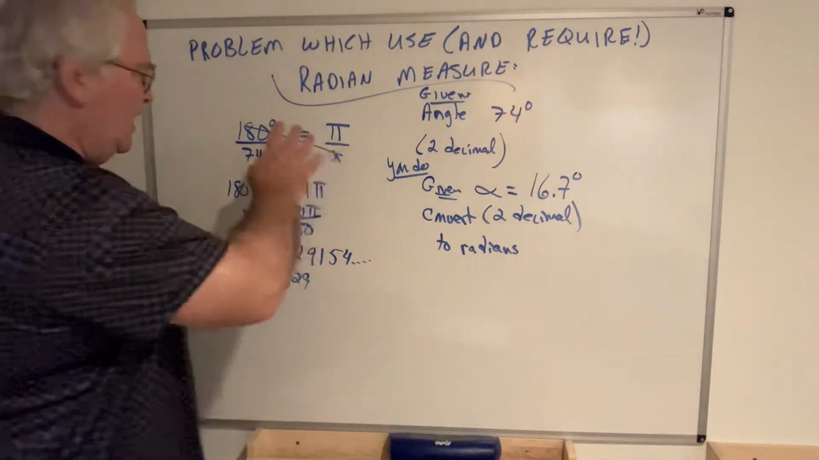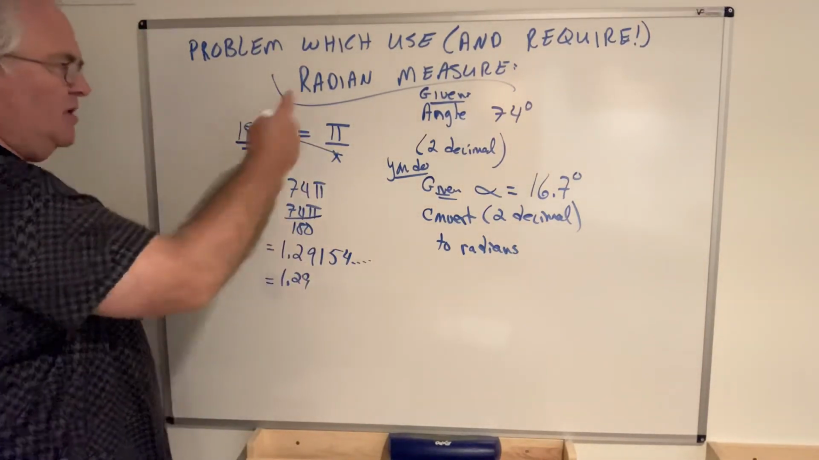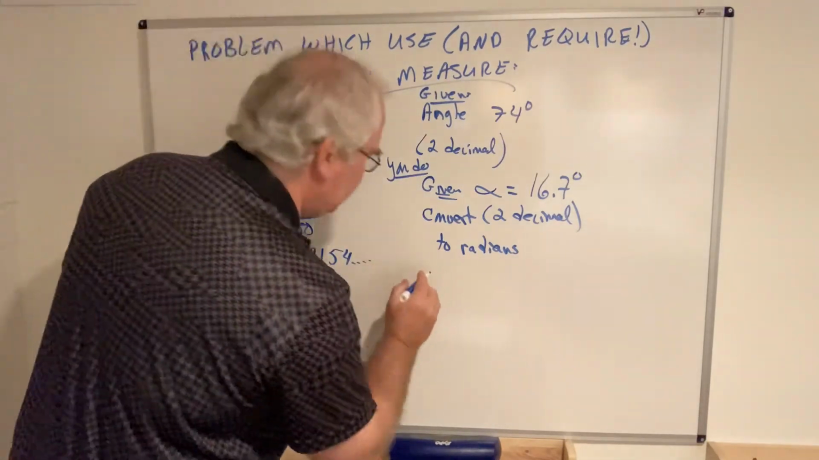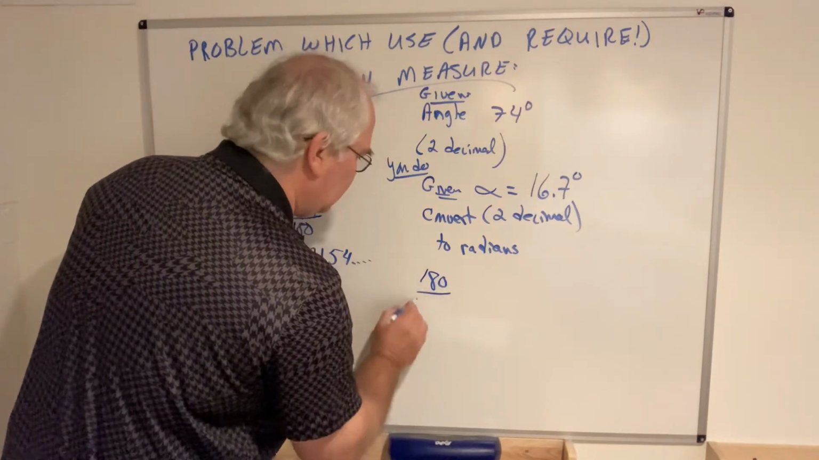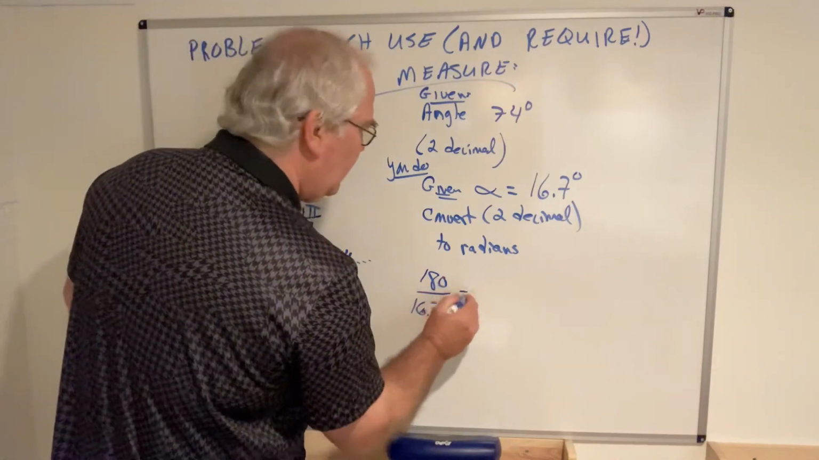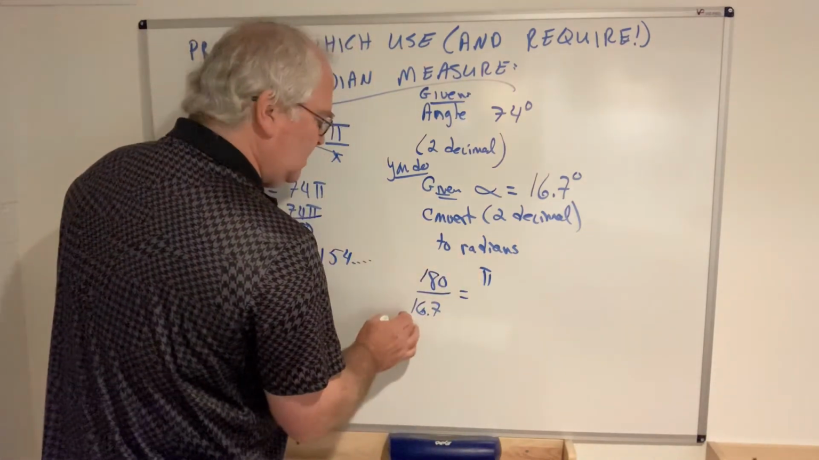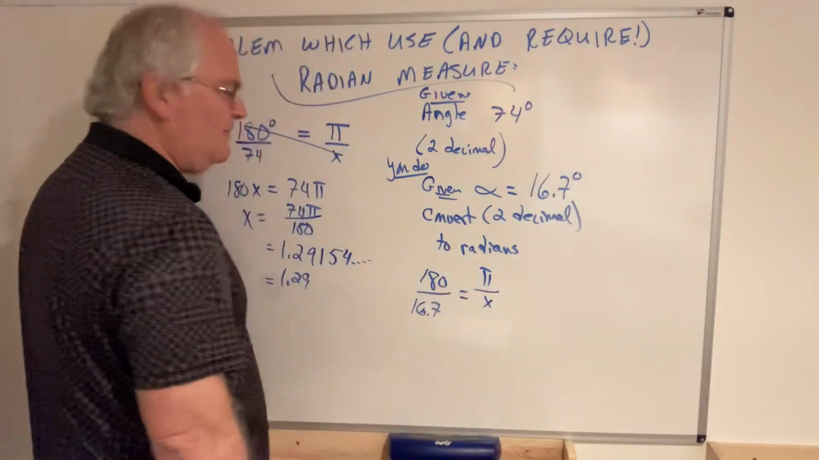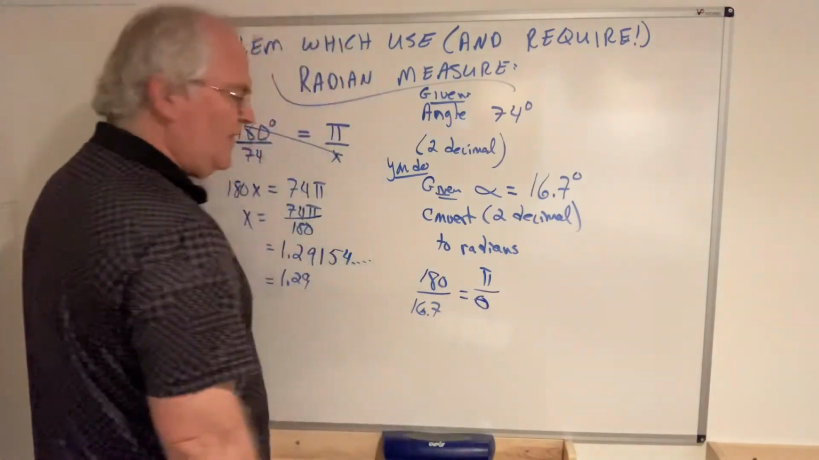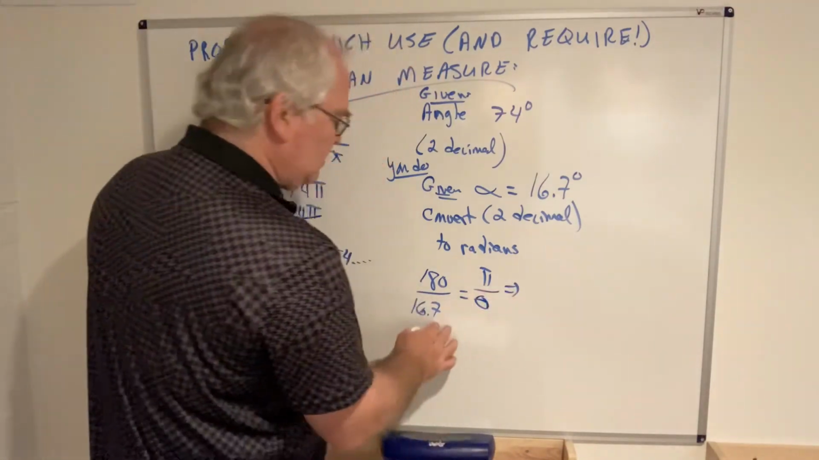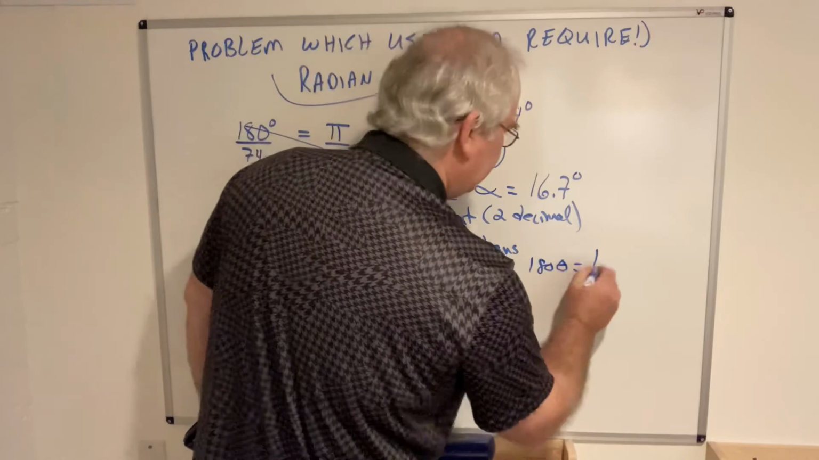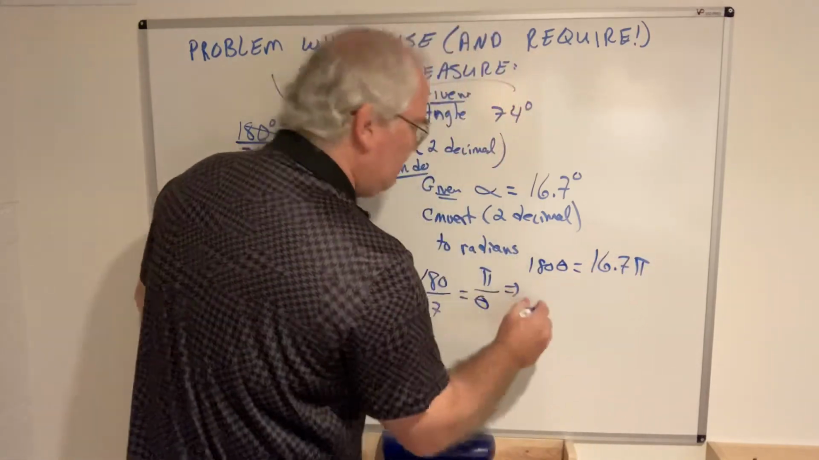All right, so I hope you've done it. Essentially it's exactly the same computation. We're using 16.7 in place of 74, so the process is the same. Remember, in the computations, you do not need the symbol for degrees. 180 is to 16.7 as pi is to don't know yet. If you like, you can write this as theta. We're finding theta. So cross multiply, set them equal: 180 times theta is equal to 16.7 times pi. Divide both sides by 180.